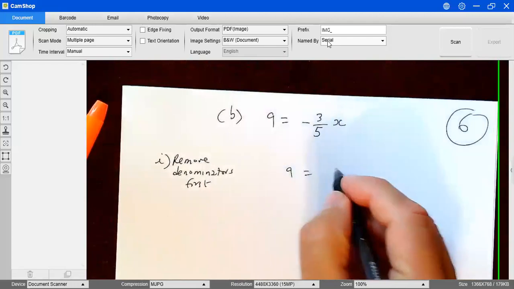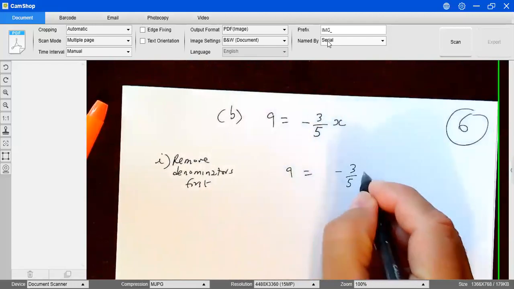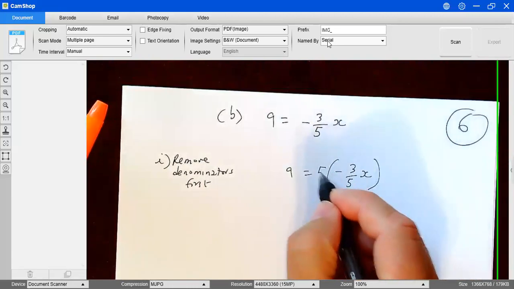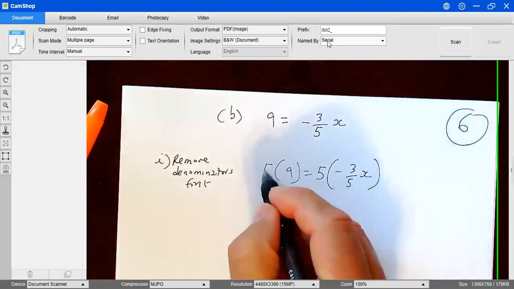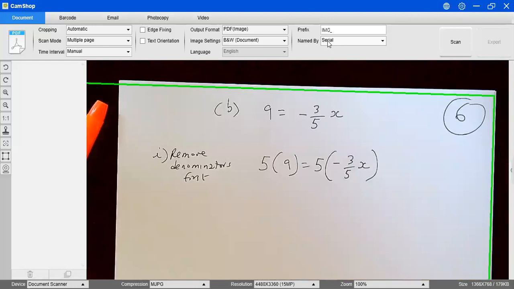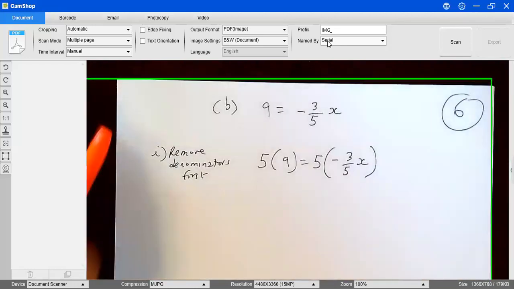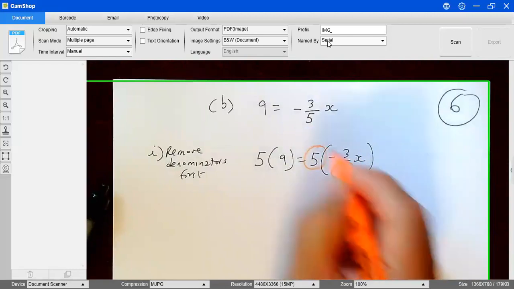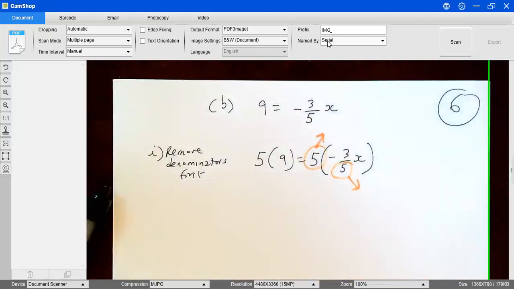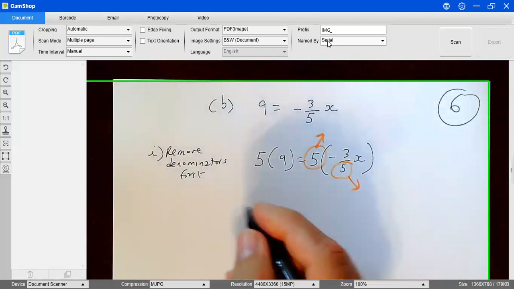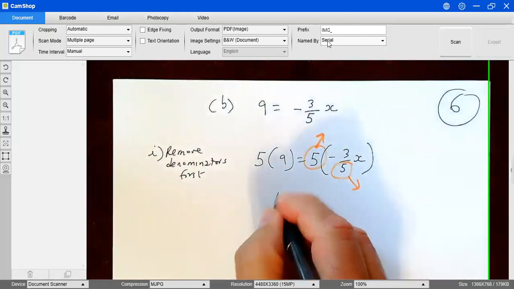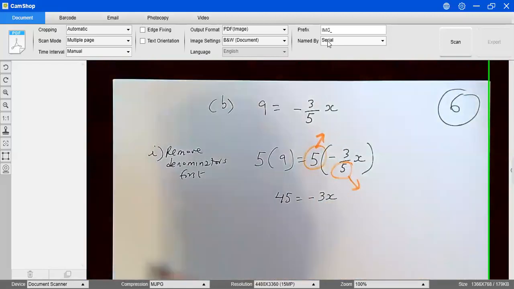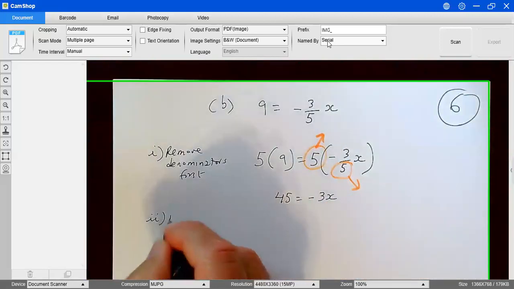So we have this. What is the denominator? The denominator is 5. I need to multiply by 5, both the left and the right-hand side. By doing that, I can get rid of these two. So I'm going to get 45 equals negative 3x.